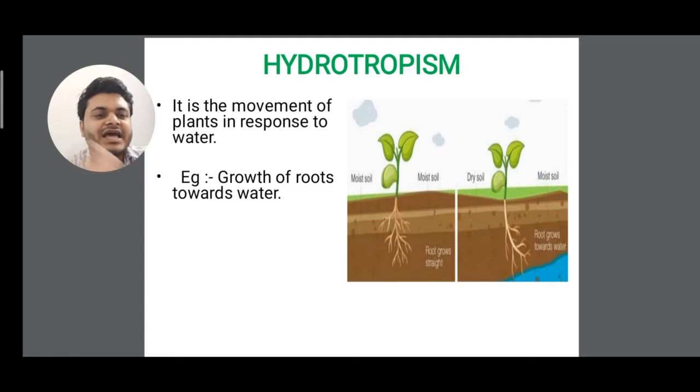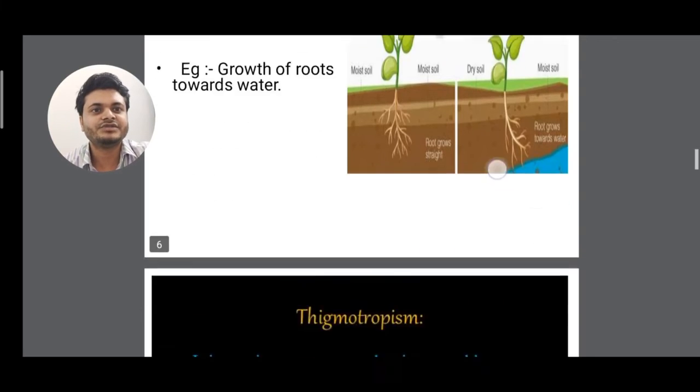Clear? And in the next figure you can see the plant is there, and the root is also there, but the water is on the right hand side, isn't it? So there is bending of roots towards water. Clear? So that is hydrotropism.